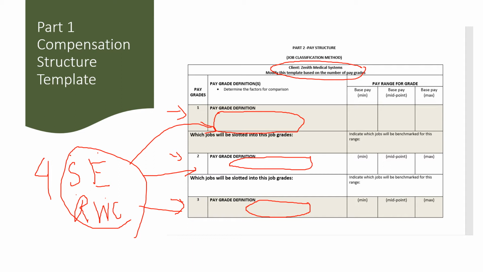Also, in this template, you have to take all of Zenith Medical's 35 jobs, and you have to determine which of them are going to be in your classification and which jobs are you going to use for your pay for knowledge system. So whatever jobs in Zenith Medical you're going to use in your pay for knowledge system, I should not see those jobs also listed in your pay structure.